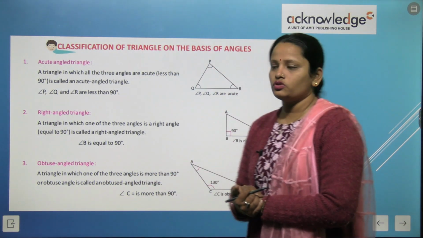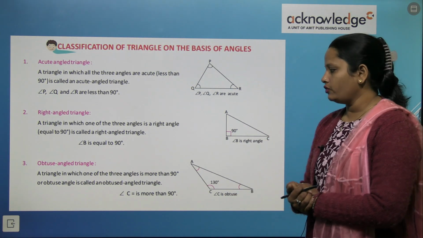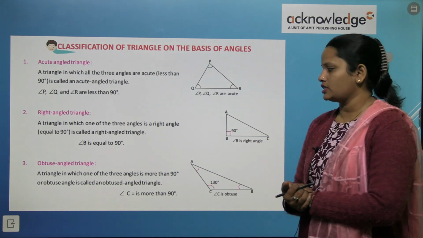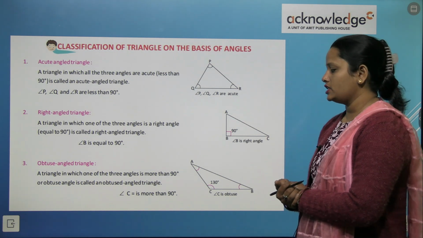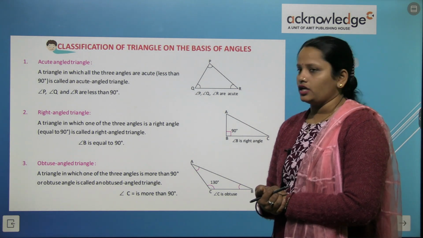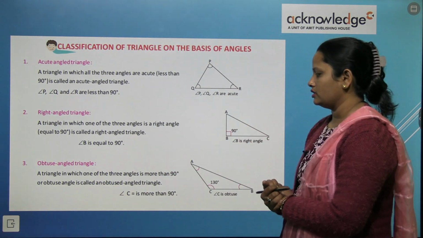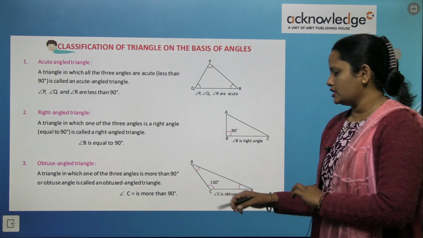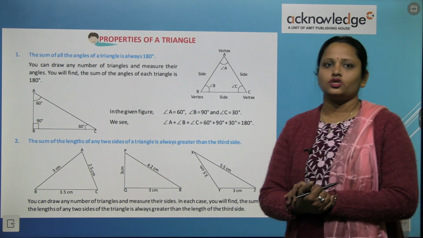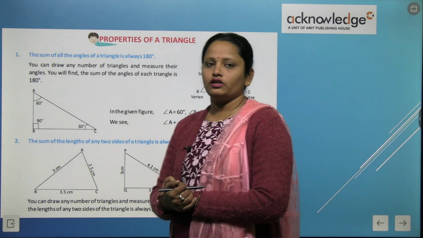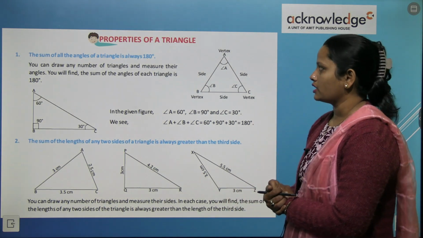Next comes the obtuse angle triangle. Obtuse angle triangle क्या है? A triangle in which one of the three angles, जो तीनों angles उसमें से एक angle जो है, is more than 90 degree. 90 degree से ज़्यादा है. तो ऐसे angle को हम क्या कहते हैं? Obtuse angled triangle. So here you can see C is more than 90 degree, which is 130 degree, so it is obtuse angle. So we have learned about three angles: acute, right angle and obtuse angle.